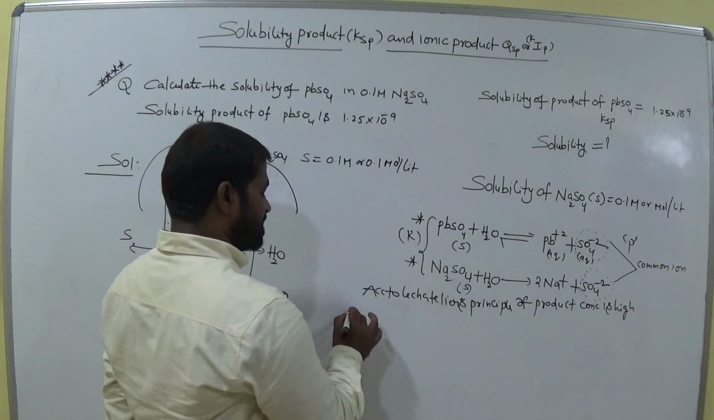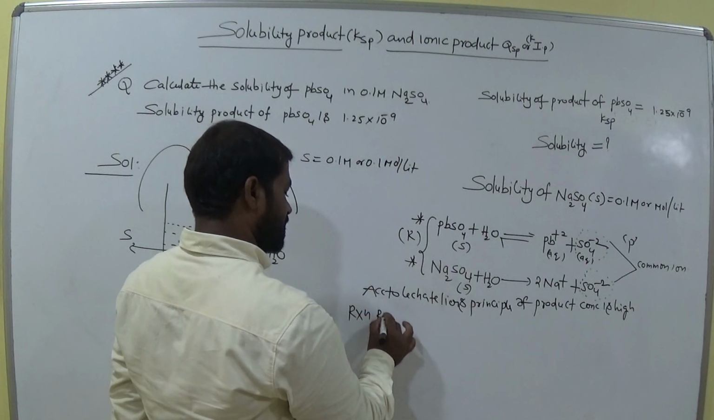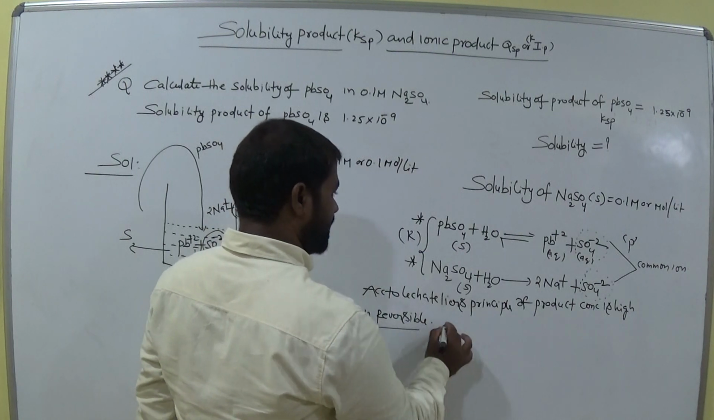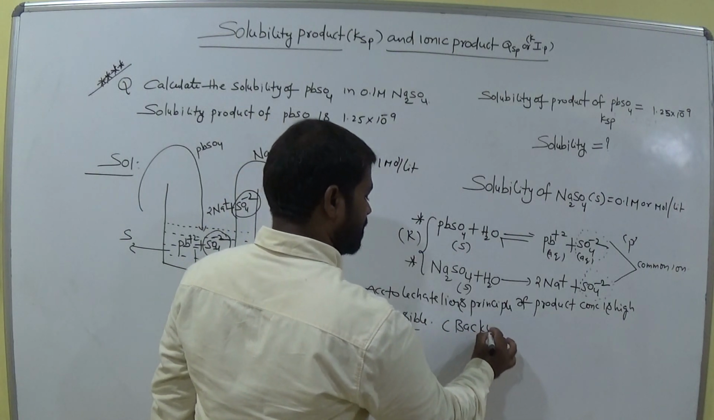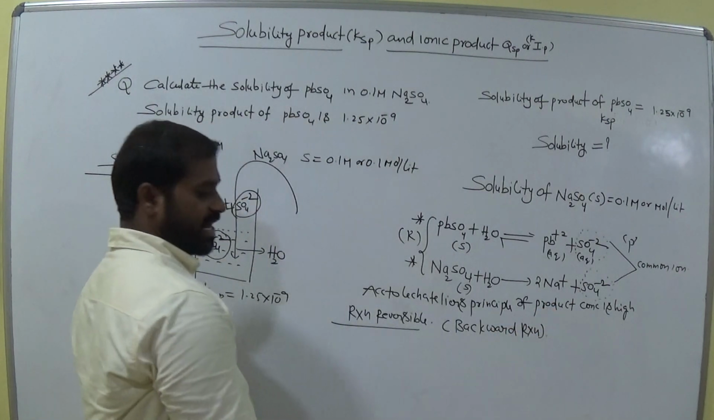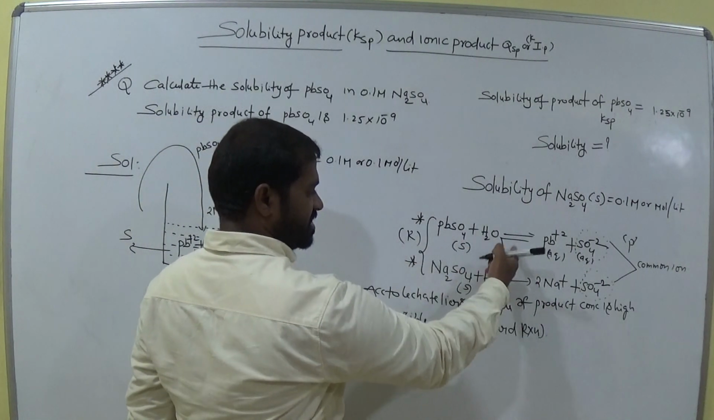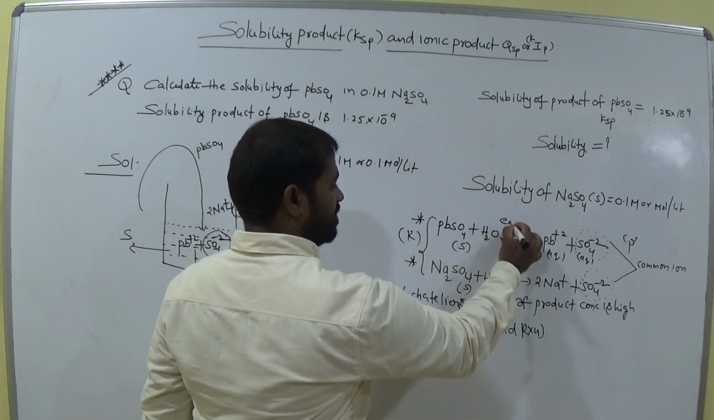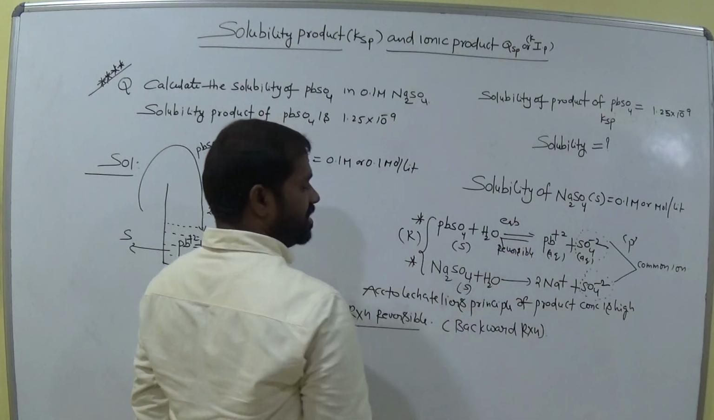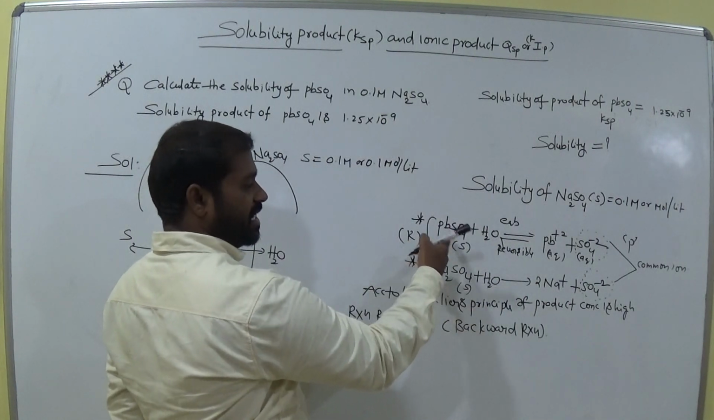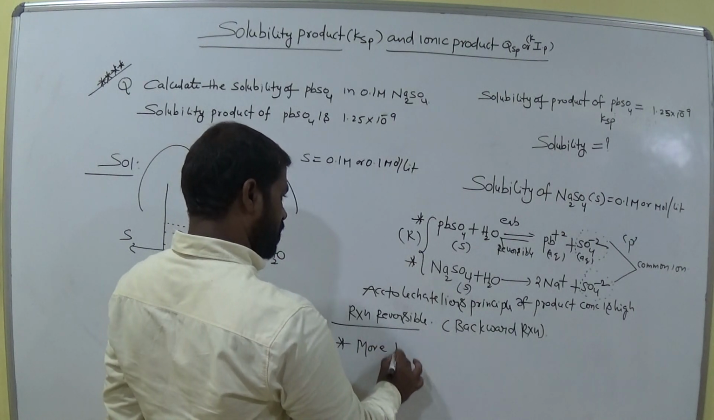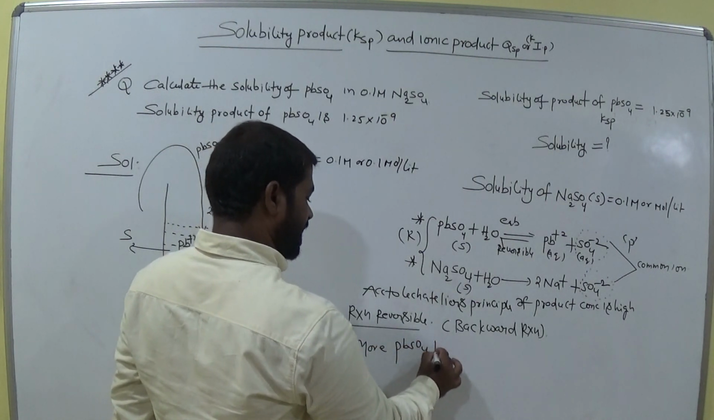Clearly the reaction is reversible. Am I right? Reversible. That means the backward reaction takes place. Backward reaction means this is reversible. Am I right? At equilibrium it is reversible. Am I right? Reversible means which compound is formed here? Lead sulfate is formed. That means more PbSO4 is formed.